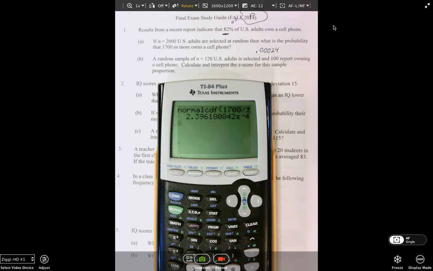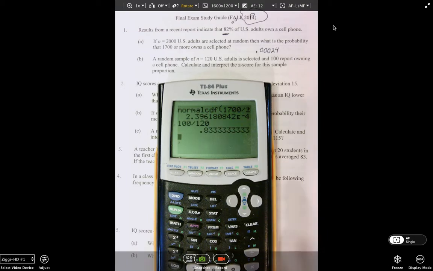Now the next question says a random sample of 120 U.S. adults is selected and 100 report owning a cell phone. Now the way I would calculate and interpret the z-score for this sample proportion, what I would do first is put in the 100 divided by 120 and get the sample proportion, which in this case is 0.833.